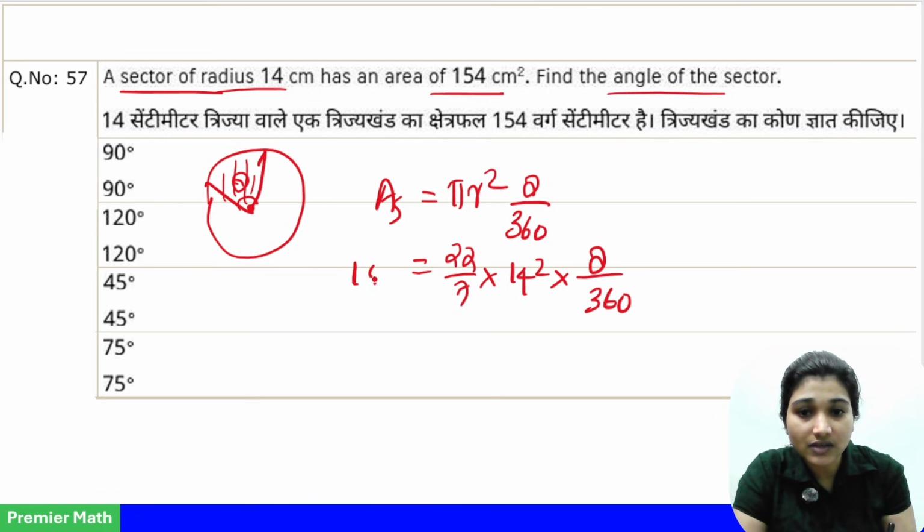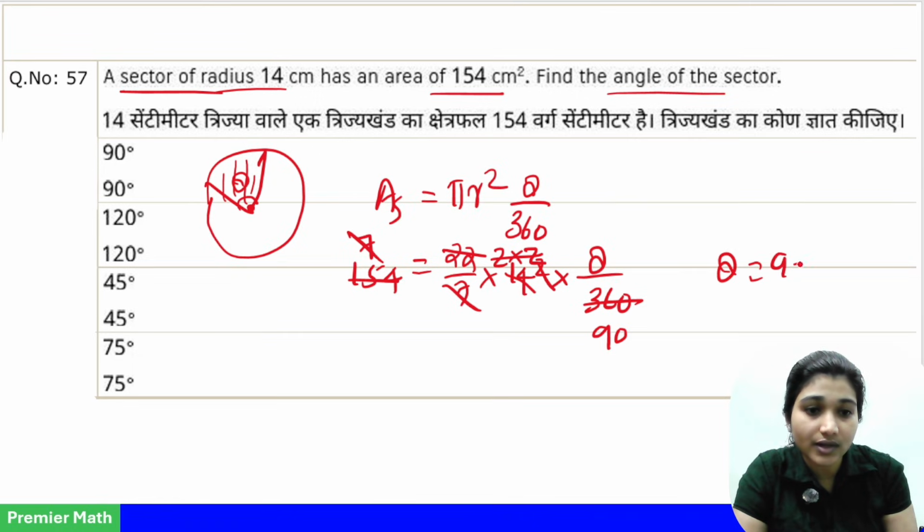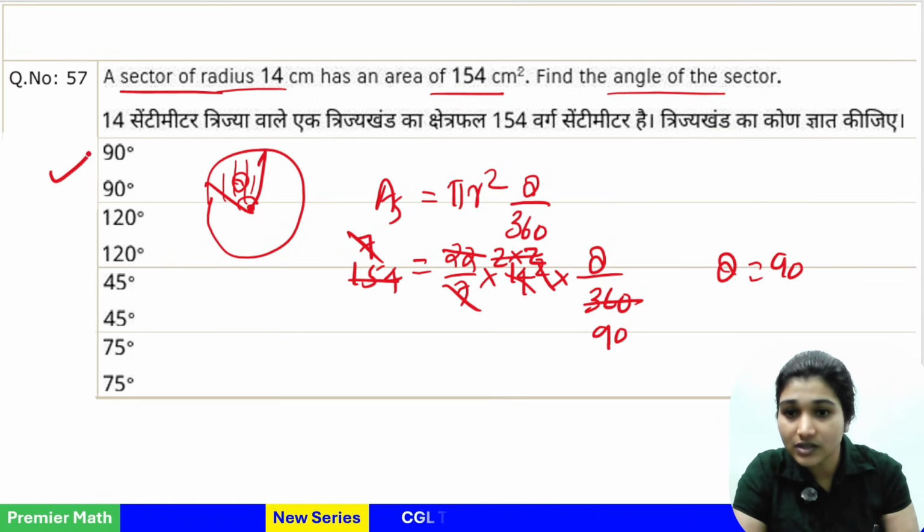Now area of sector is given as 154. 22 goes 7 times in 154. 7 goes 2 times in 14, and here 7 goes 2 times in 14, and 4 goes 90 times in 360. So theta is equal to 90. Option 1 is your answer.